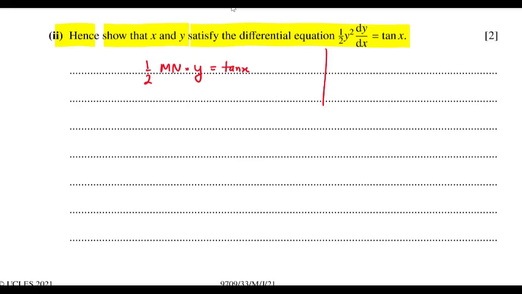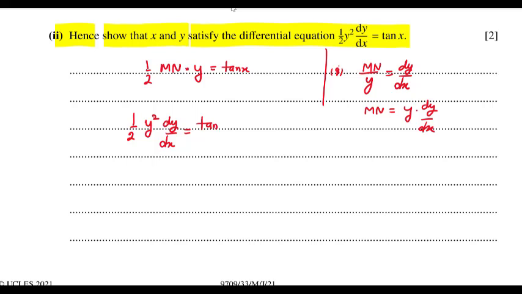And from the first part we have seen it was M n upon y equals dy over dx. So I am going to get M n from the first part. M n is y times dy over dx. I will substitute here. I will get half y into y square, and dy over dx as tan x, and that's the same differential equation we require.